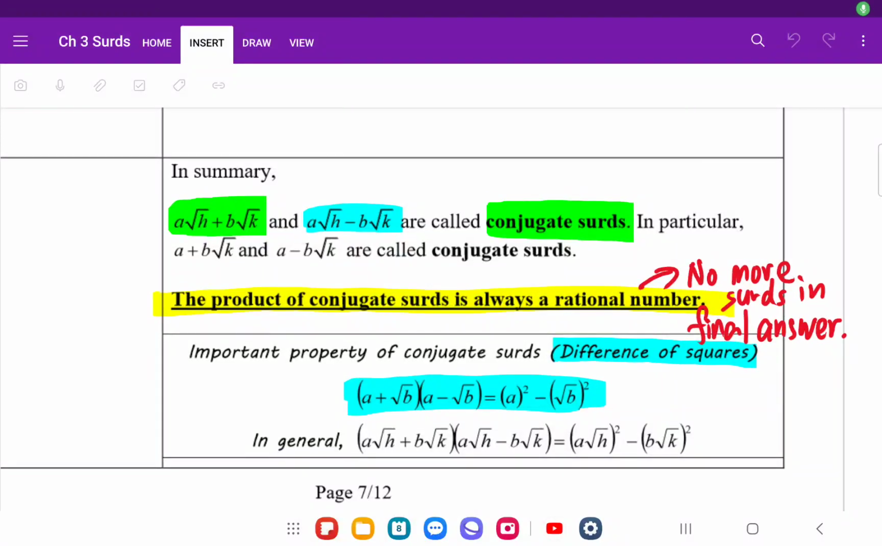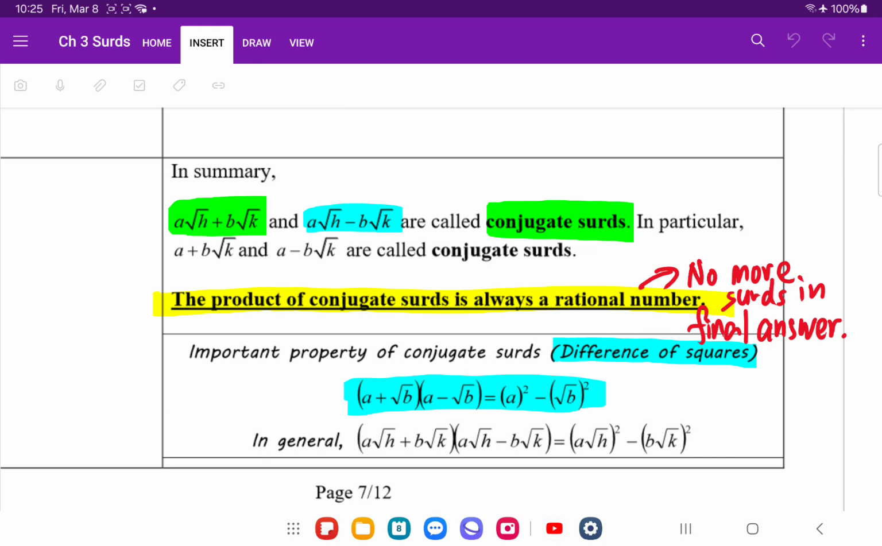This part, can you go to page 7? Okay, I know it is related to a square minus b square. But actually, if you see a minus b, a plus b, and some more, they involve surds. There is actually a very fanciful name given to these two brackets. They are called conjugate surds.